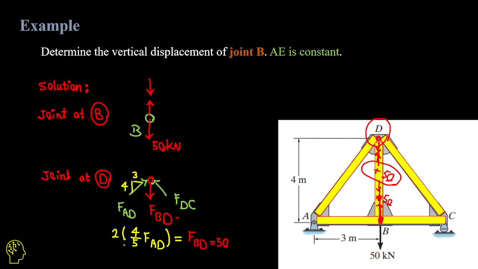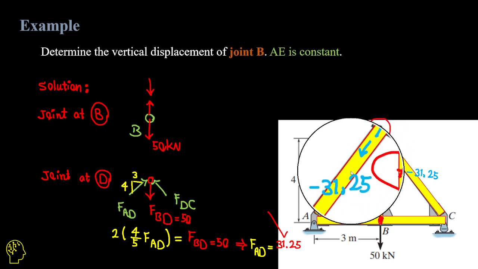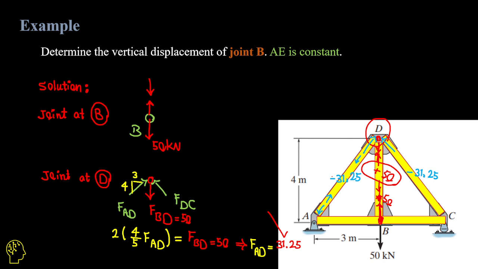So you can simply say 2 times the vertical component of FAD or FDC, either of them, is equal to FBD, which is 50. So in that case, FAD is a compressive force of 31.5. You can easily see if there is a force which pushes the joint at D, it should push the member as well. So that's a negative 31.5, which means a push force. Because these two members are identical due to symmetry, FCD is also a compressive force of 31.5.